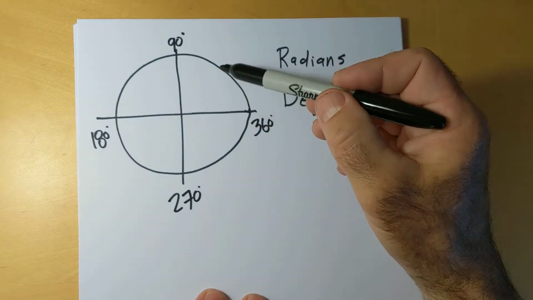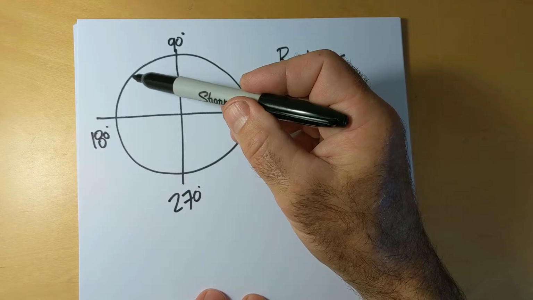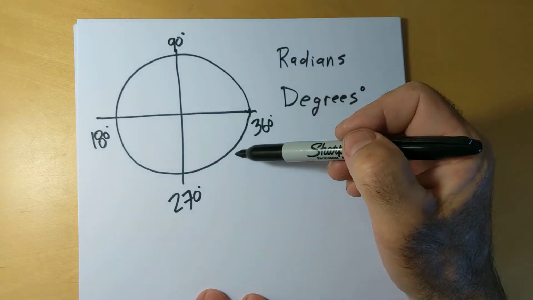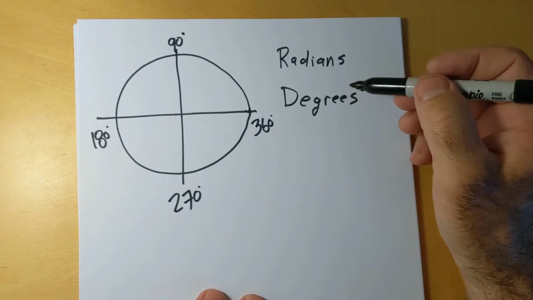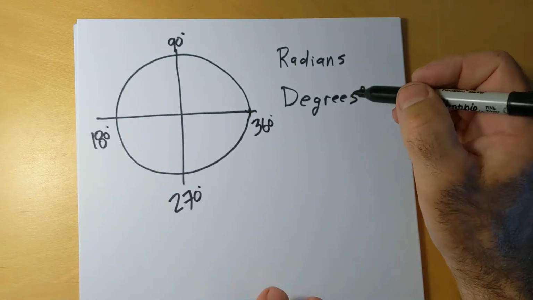I could cut those in half to get 45, 135, 225, 315. I could split into eighths. I could split it into 6 or 12ths, and those are degree measure.